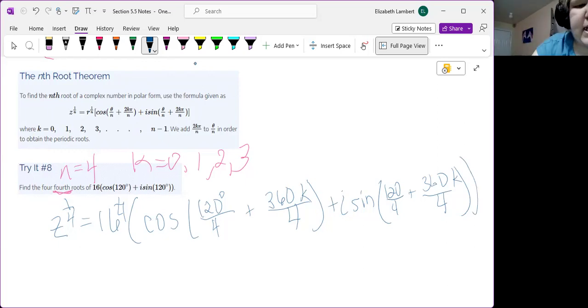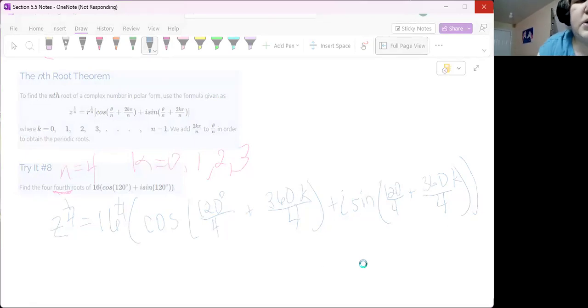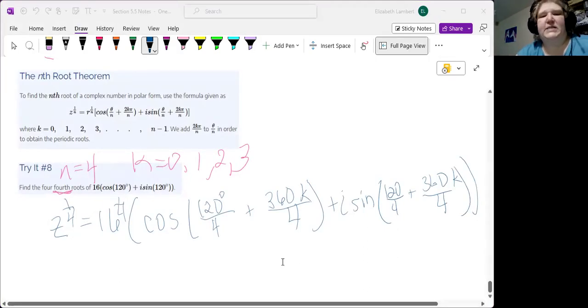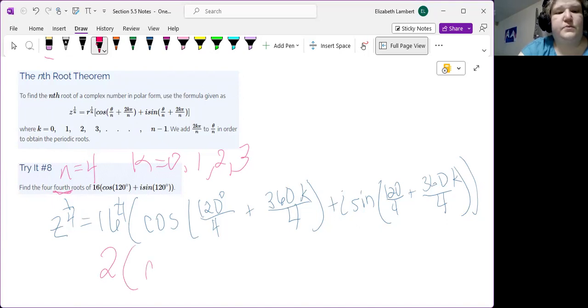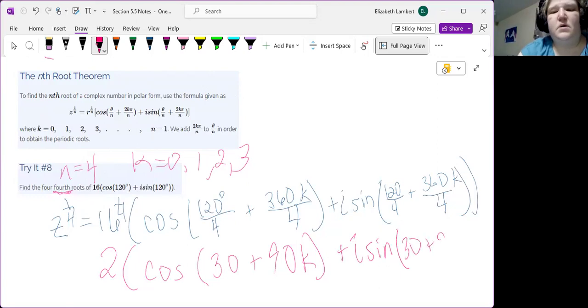Okay, so let's clean up some of these numbers. So this is the 16 to the 1/4. Like I said, 16 is 2 to the 4th, and then power to a power, they multiply. So that is just going to be 2. 120 divided by 4 is 30, plus 360 over 4 is 90. And yes, I technically should be writing degrees on all of those, but it's tedious.